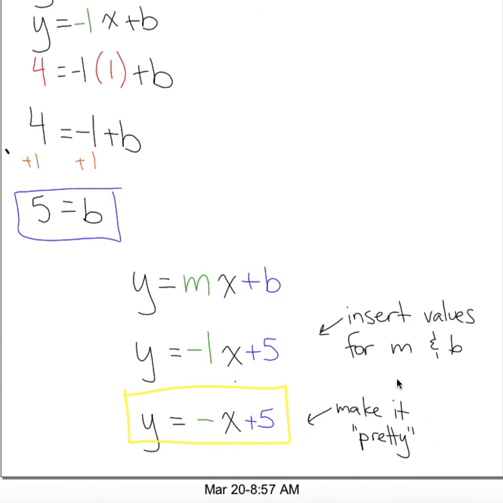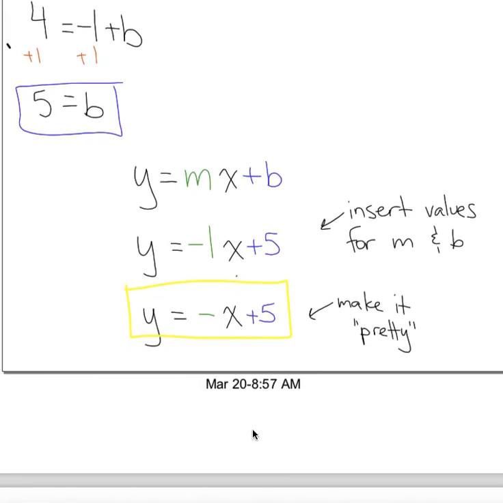So what it means by make it pretty is that when there's just a 1 in front, we don't have to write it. So it can be y equals negative x plus 5. So what you guys are going to do now is go practice those on the practice sheet.